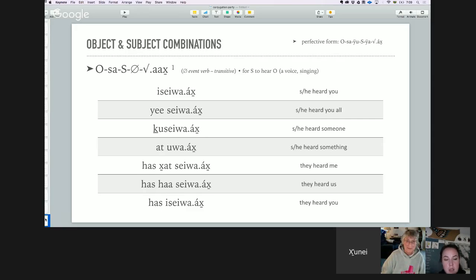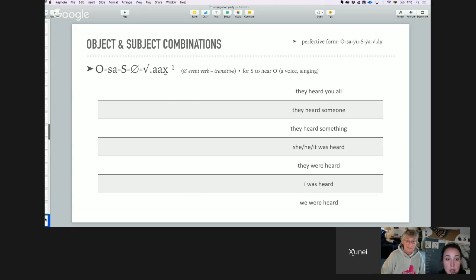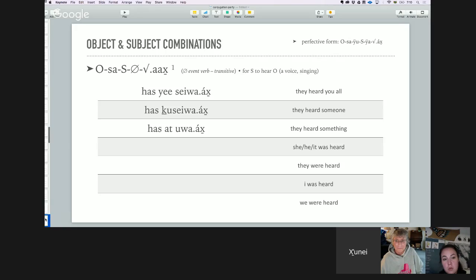Hasewa'ach. Okay. They heard you all. Yisewa'ach. Okay. They heard someone. Has kusewa'ach. They heard something. Has at uwa'ach. Kuruch. She or he or it was heard.